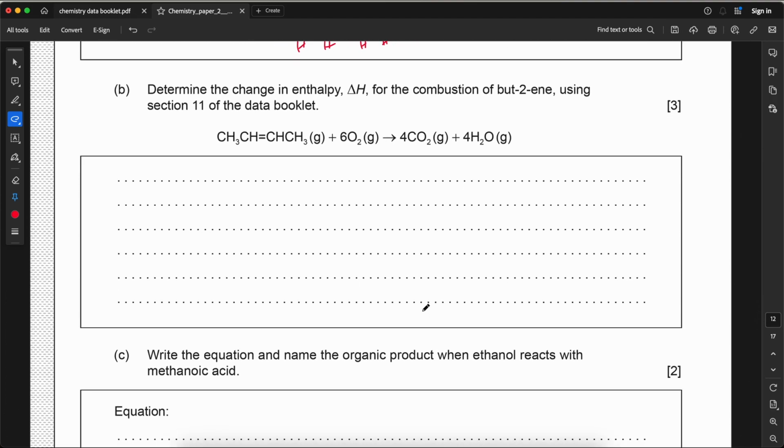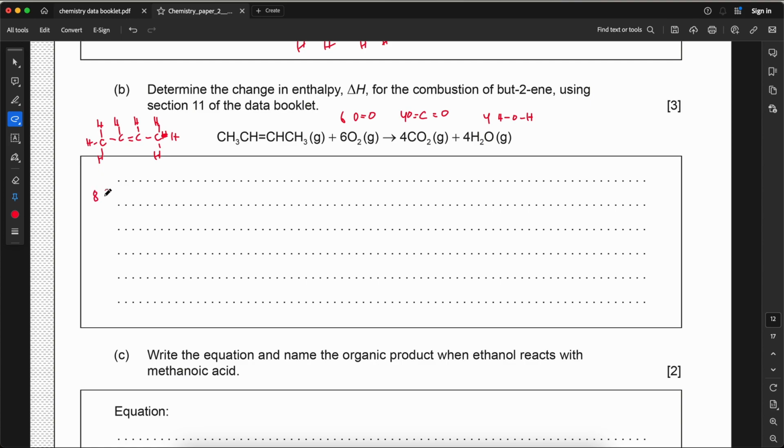Determine the change in enthalpy, delta H, for the combustion of butene using section 11. This is the average bond enthalpy. I will always ask you guys to draw the structure so it will be clear what kind of bond is involved in the molecule. Okay, for this one, and this one for CO, and this one for OH.